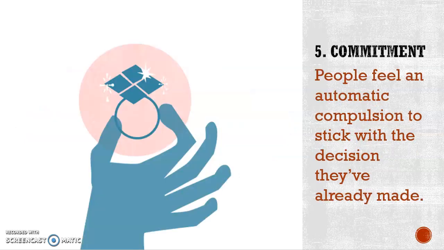The next one is commitment. The principle of consistency says that they will then feel an automatic compulsion to stick to the decision they've already made. So people are more likely to take action on what they commit to, because once you have said yes to something, it is very hard to say no to the same thing again. The trick is to ask for a small favor first, where they would not easily say no.